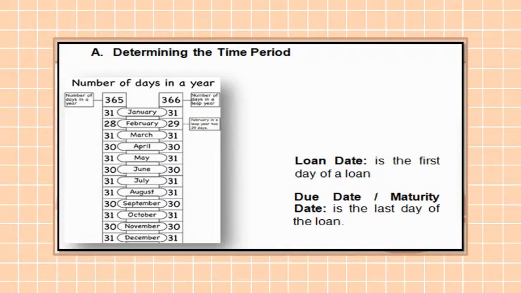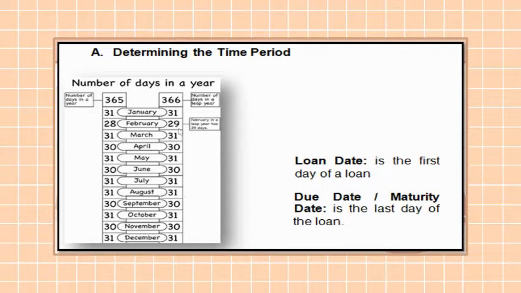Under interest, we have the topic of determining the time period. To find the due date, we must determine the number of days in each month. Then we simply compute month by month the number of days from one date to another. The loan date is the first day of the loan, and the due date, or what we call the maturity date, is the last day of the loan. When these two dates are known, the number of days of the loan can be calculated using the days in each month, as reflected here in this figure.